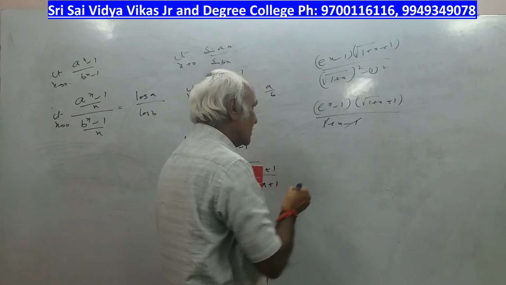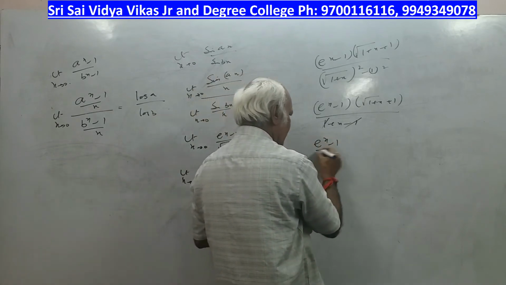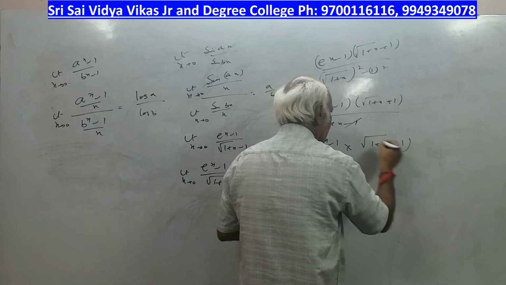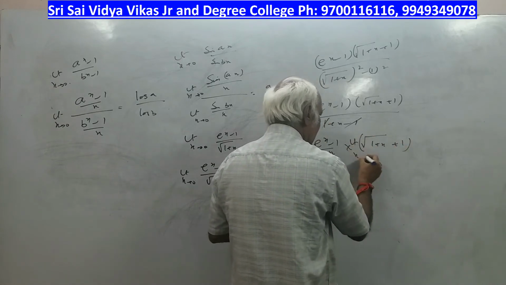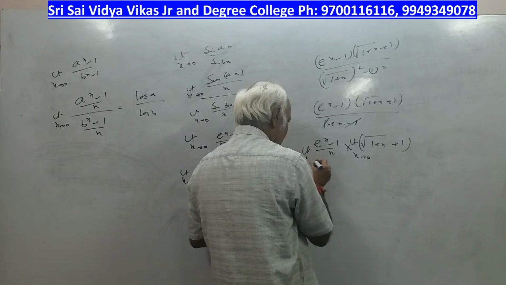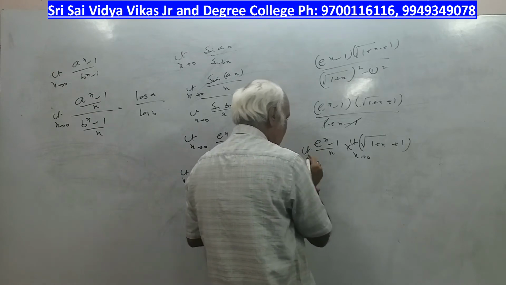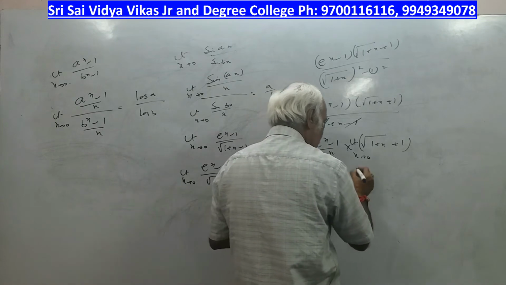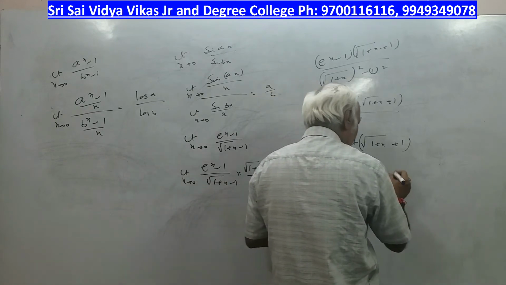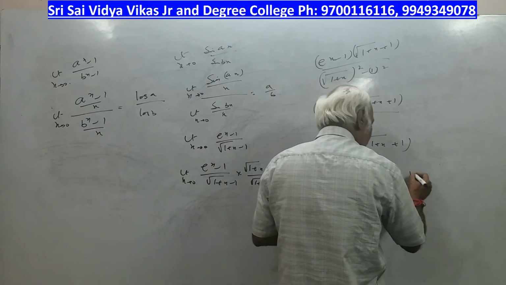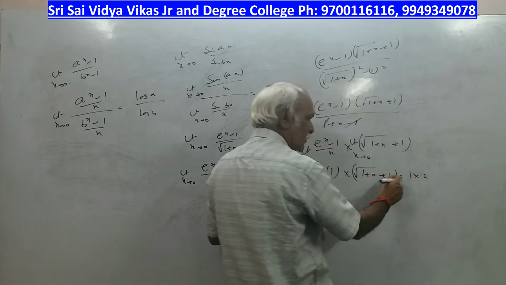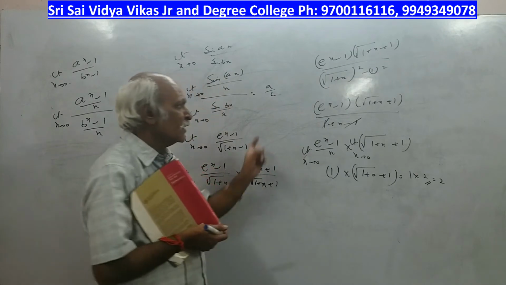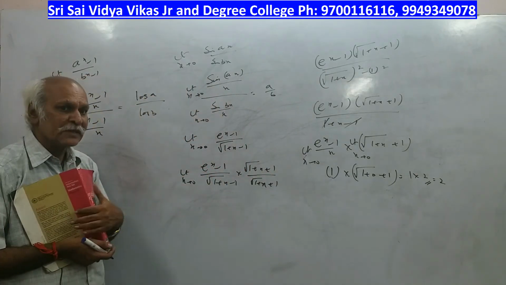Minus 1 plus 1 will get cancelled. Now I am separating them by x into root of 1 plus x plus 1. Put the limit, x tends to 0. What is e power x minus 1 by x as x tends to 0? It is 1, into root of 1 plus 0 plus 1. So this is 1 into 2, because 1 plus 1 is 2. So what is the answer? Here we rationalize, then substitute, meaning we are converting into our standard formulas.